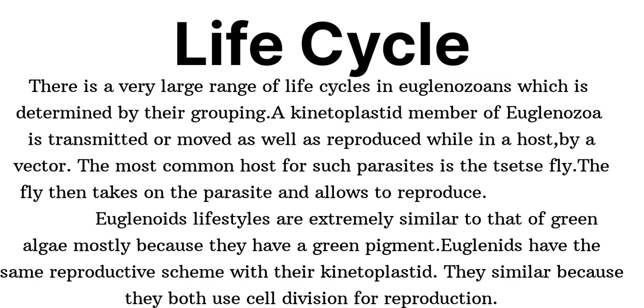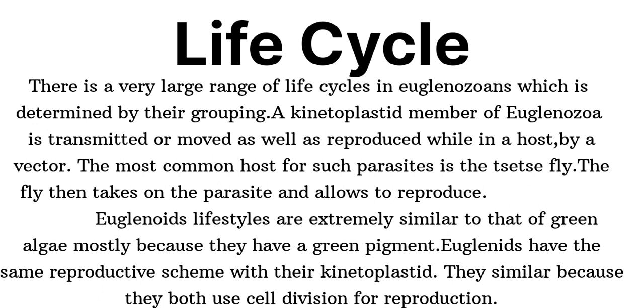So the last one is life cycle. There is a very large range of life cycles in euglenozoans, which is determined by their grouping. A kinetoplastid member of Euglenozoa is transmitted as well as reproduced while in a host by a vector. The most common host for such parasites is the tsetse fly. The fly then takes on the parasite and allows it to reproduce.